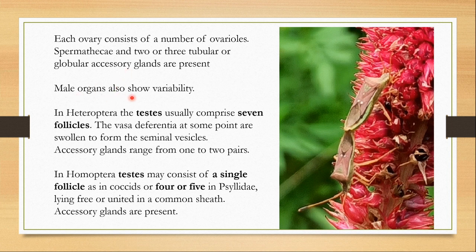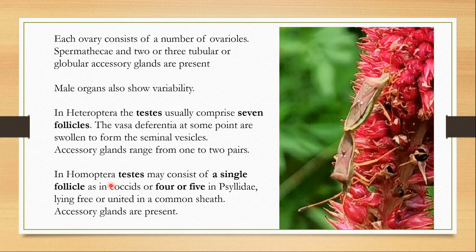Male organs also show a lot of variation. In Heteroptera, the testis usually comprises 7 follicles. The vasa differentia at some point are swollen to form the seminal vesicles. Seminal vesicle is the part where the sperm is stored before mating. Accessory glands range from 1 to 2 pairs.